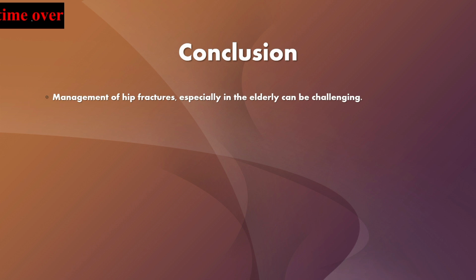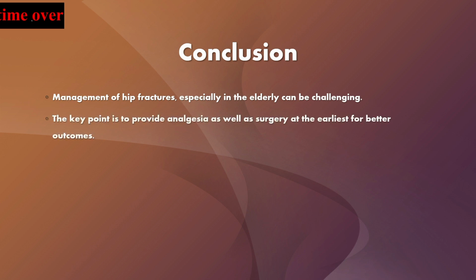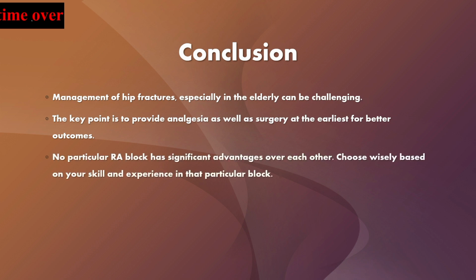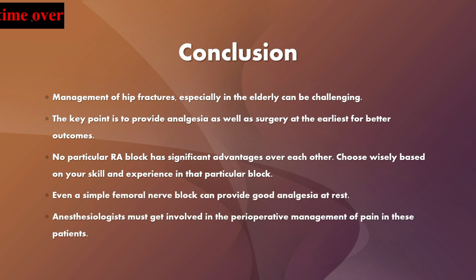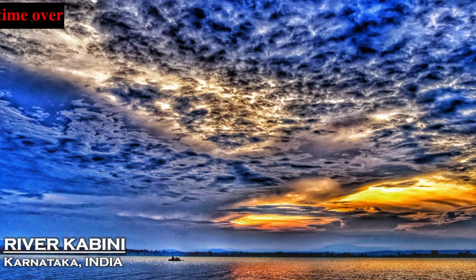So in the end, management of hip fractures in the elderly can be challenging. The key point to take home is to provide analgesia before, during, and after the surgery. No particular regional anesthesia block has a very significant advantage over the others, so you choose wisely based on your skill and experience in that field. If a femoral block is all you can do, please do it. And the other point here is that this is one set of patients where you would get involved in pain management well before the surgery with regional anesthesia. Thank you.